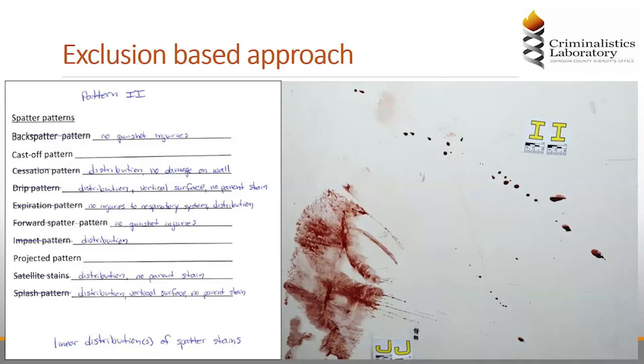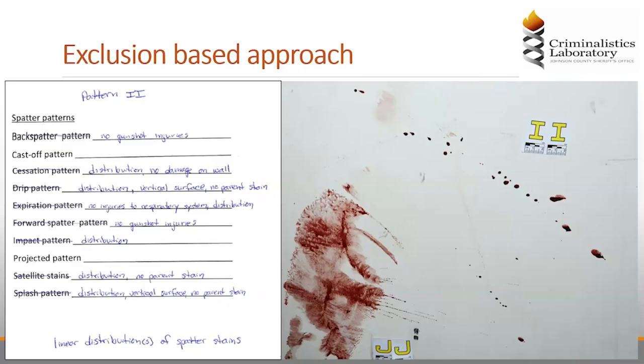And what I will do is, if I want to exclude something, I cross it out and I have to write down the objective information that justifies that exclusion. Now that can be features, whether it's distribution or appearance. It can also be based on the presence or absence of specific case information. And here, because I know that there's no gunshot injuries, there's no injuries to the respiratory system, I can get rid of back spatter and forward spatter and expiration pattern.